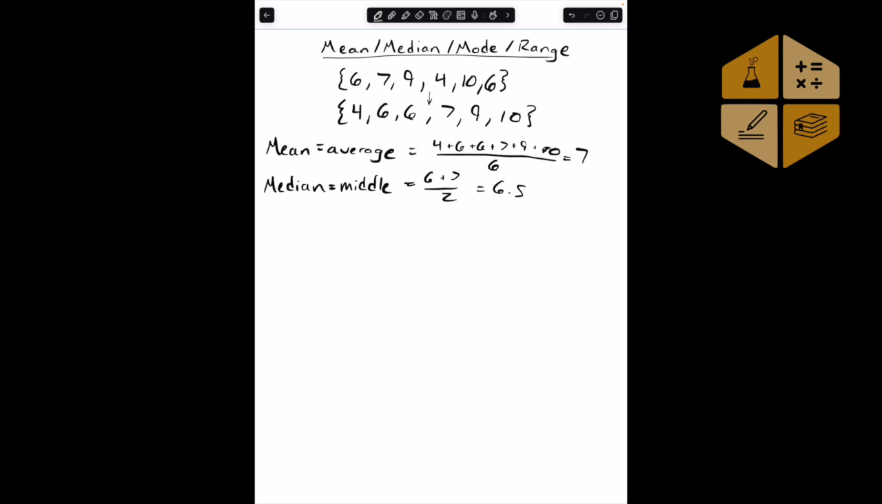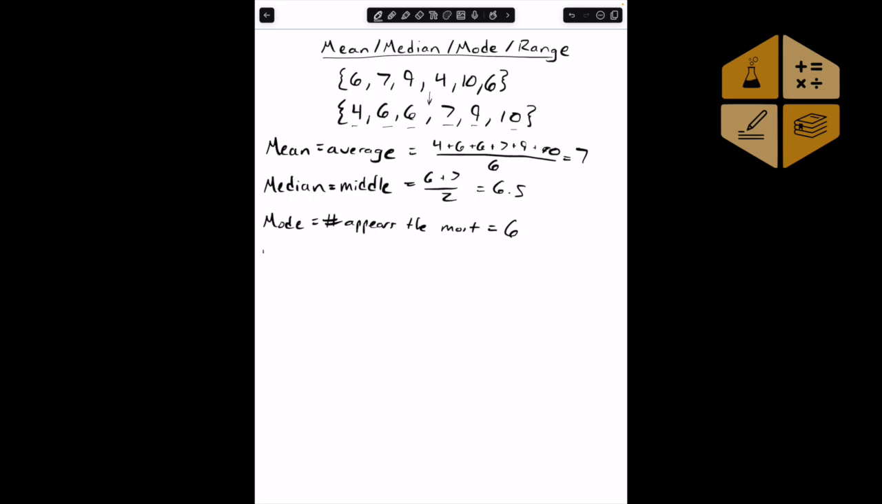Okay, next is the mode. Mode simply refers to the number that appears the most. And it's that simple. So whatever number shows up the most in the number set. Well, we have 1 4, 2 6s, 1 7, 1 9, and 1 10. So the number that shows up the most is 6, and that's it.